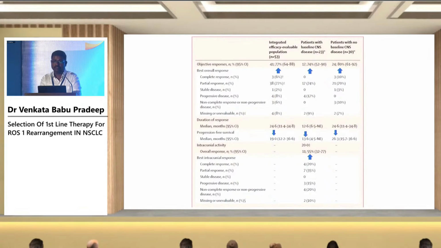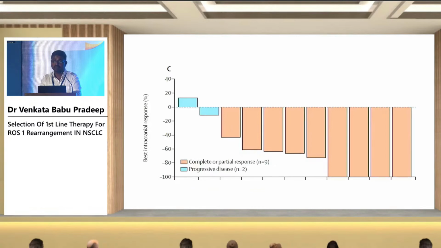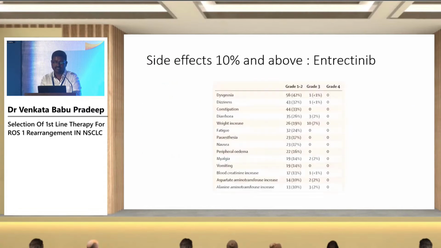So two important points to note from the entrectinib combined analysis: the overall response is 77%. Intracranial activity is seen in more than half of the patients, and some of them have a complete clinical response in the brain also. So this is the waterfall curve of the intracranial activity of entrectinib. What are the common side effects? Change in taste, dysgeusia, dizziness, constipation. Some patients might have diarrhea.